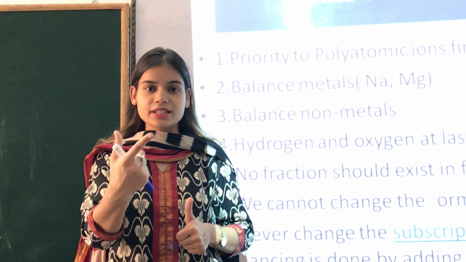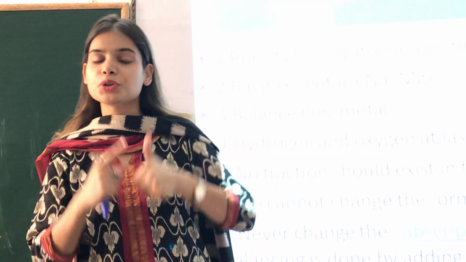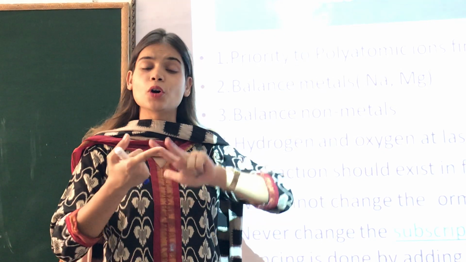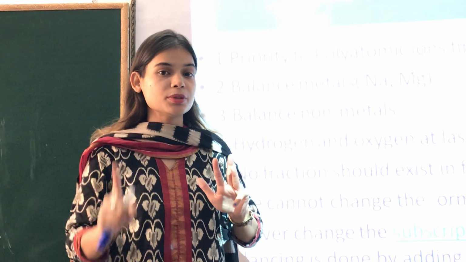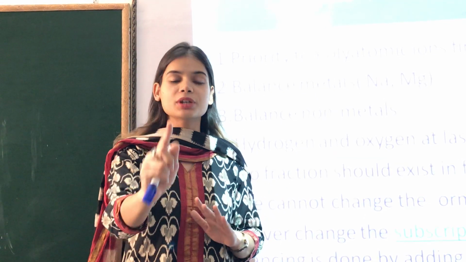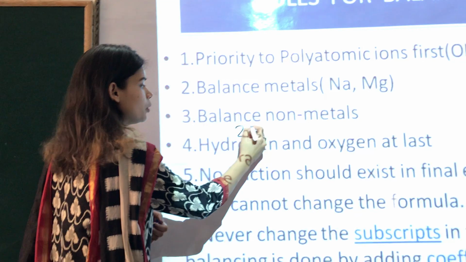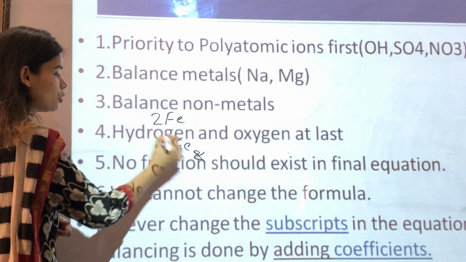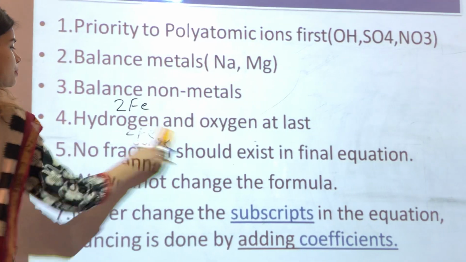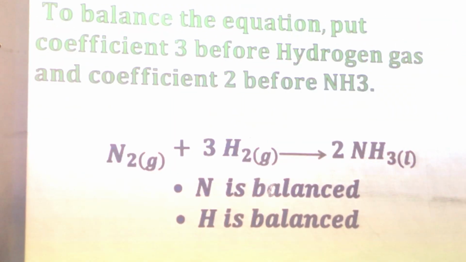Firstly, we need to give priority to polyatomic ions like PO4 phosphate, NO3 nitrate, carbonate, OH hydroxide ion, and all that. After that, we give priority to metals, then non-metals. In non-metals also, hydrogen and oxygen will be given priority last. The fourth thing was that no fraction should be there in the final equation. And fifth, you can add any number as a coefficient, not in any subscript. Like if 2 Fe is there, and you want to add 2 atoms of Fe, you cannot put 2 here. You will put 2 always here. So this is what I mean by subscript and coefficient. If you have revised this, let's try to balance one chemical equation.